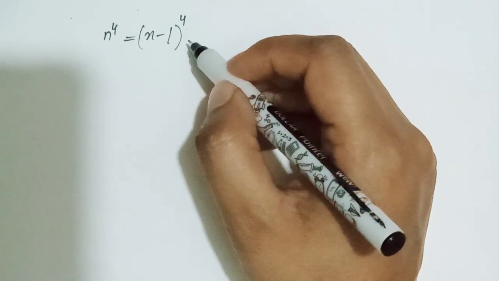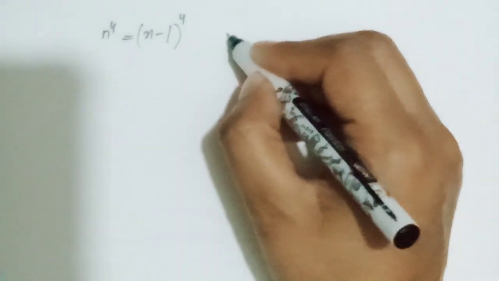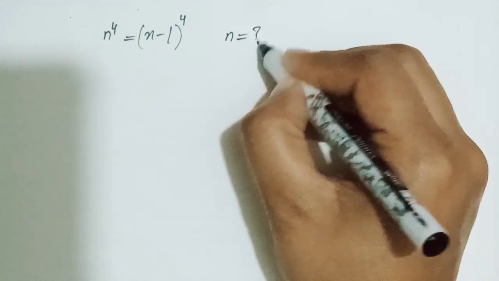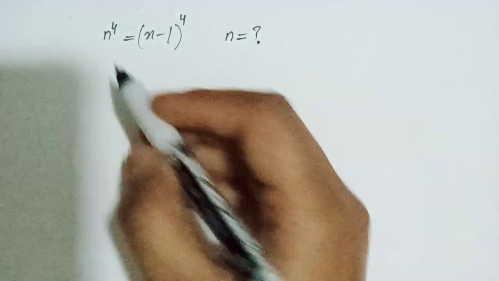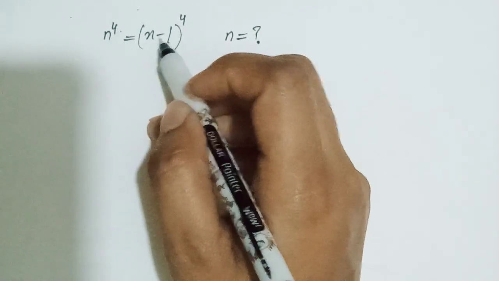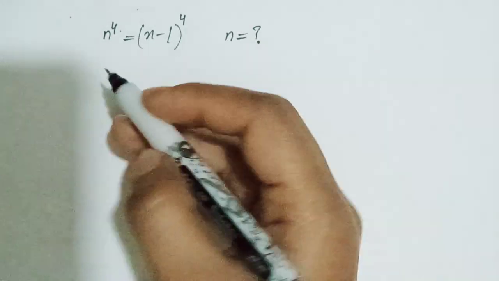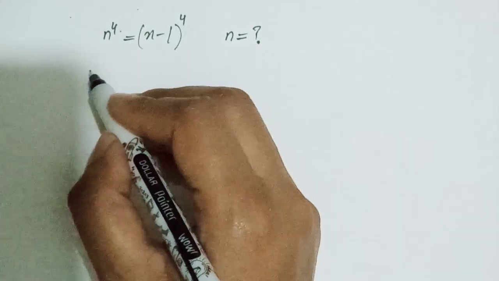Hi everyone, here we have a very nice equation to prove for the value of n. In this equation we have to find the value of n. The equation is n to the power 4 equals n minus 1 to the power 4. So let's start our question.